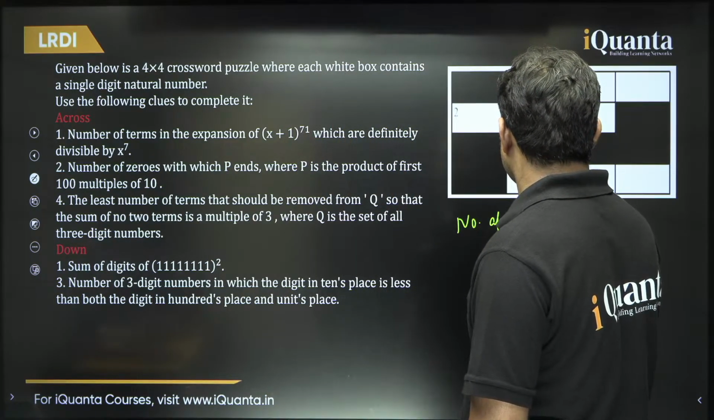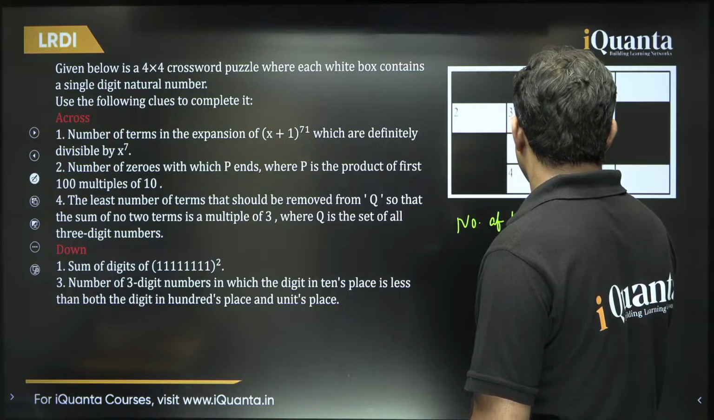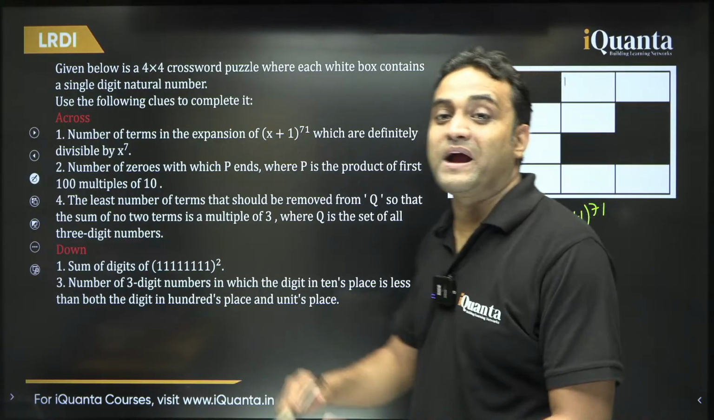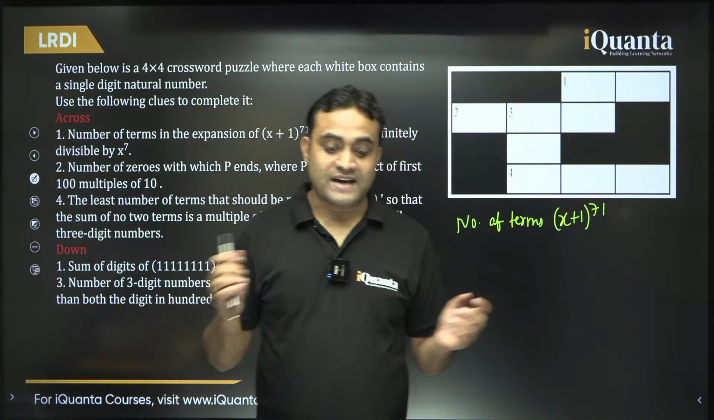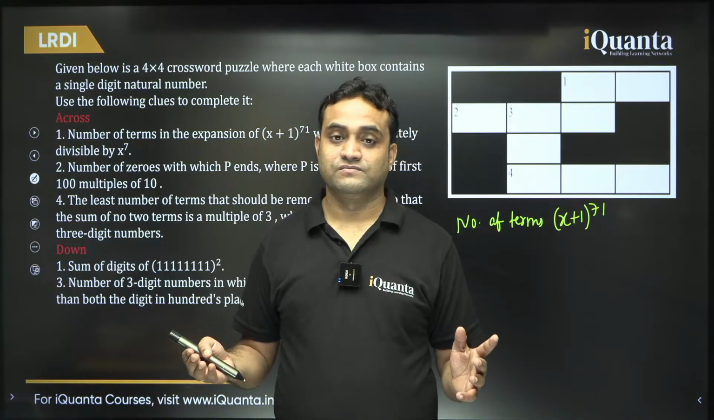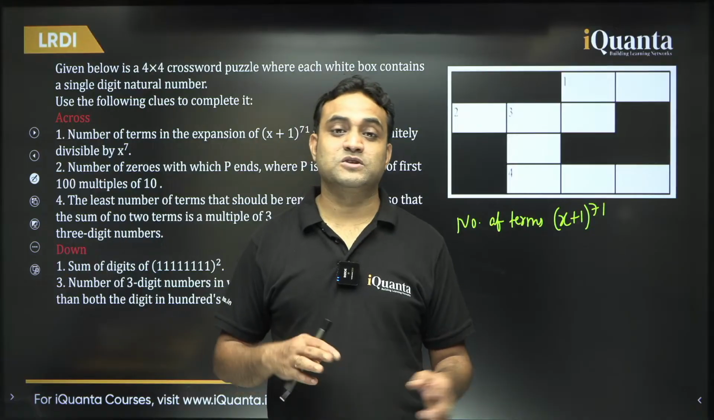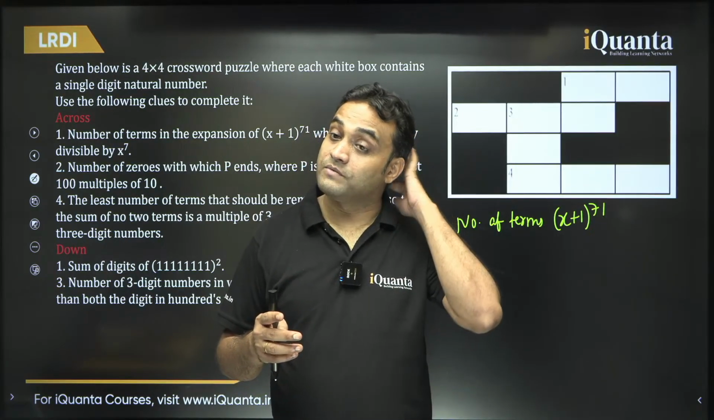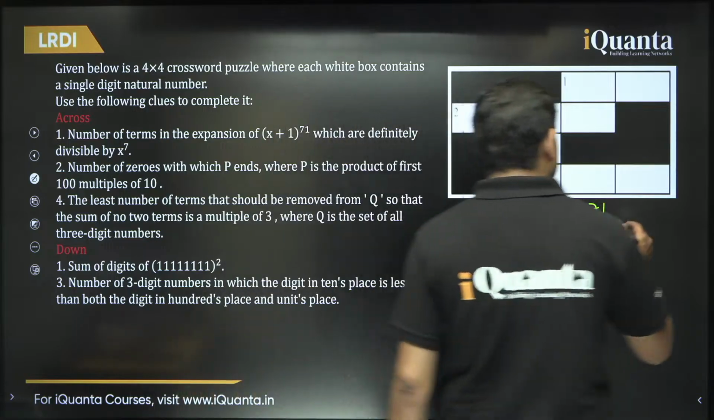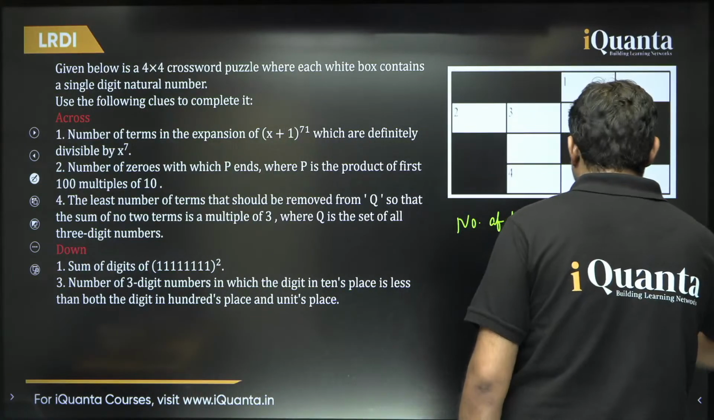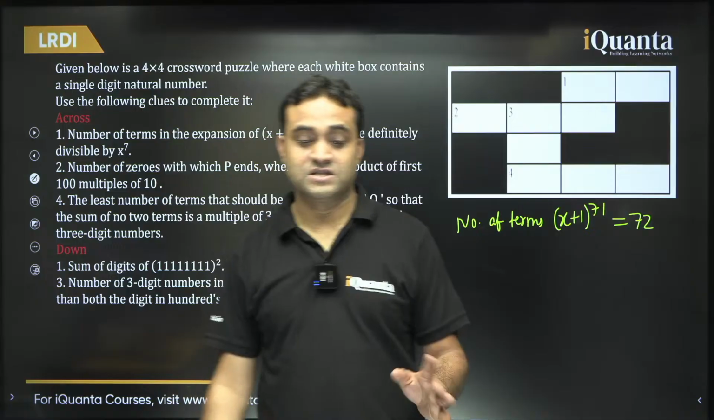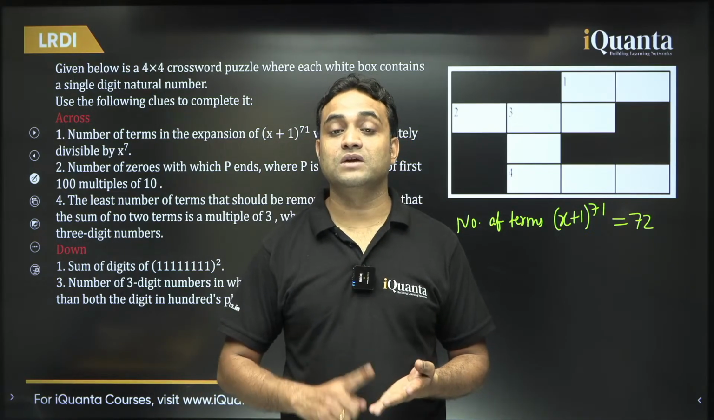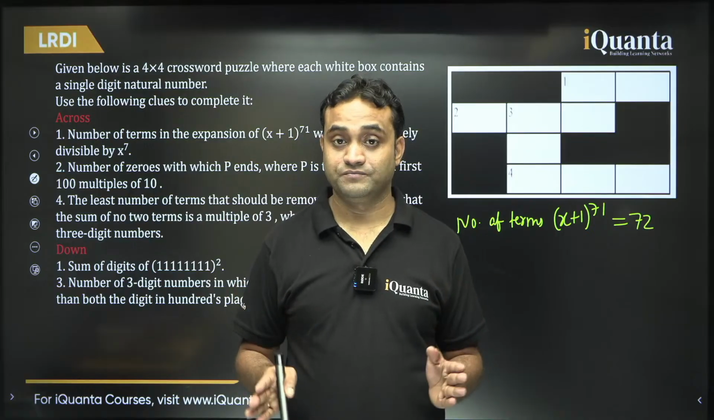Number of terms when (x+1)^71 is expanded. Look, (x+1) to the power 2, there will be 3 terms. (x+1) cube, there will be 4 terms. (x+1) to the power 4, there will be 5 terms. Similarly, number of terms here will be 72, of which what will be the power of x? Power of x will be x to the power 0, 1, 2, 3, 4, 5, 6, 7 till 71.